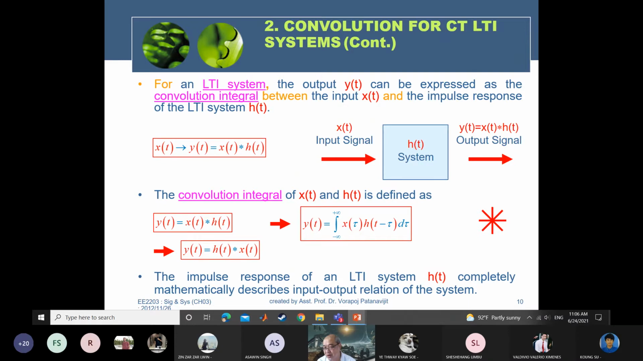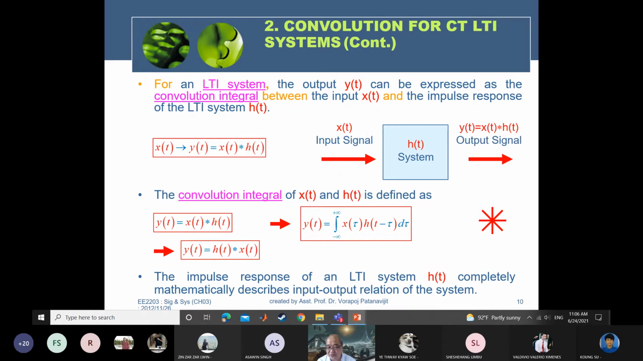The equation to compute it is y(t) equals the integral from minus infinity to infinity of x(tau) h(t minus tau) d tau. In this case, you can see that you convolve in the time domain, but when you integrate, you use the tau parameter instead. You multiply x with its time-shifted version and integrate with respect to tau. I will teach you how to compute this equation first.